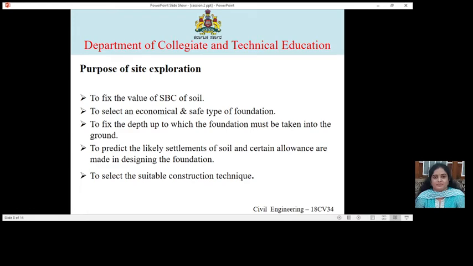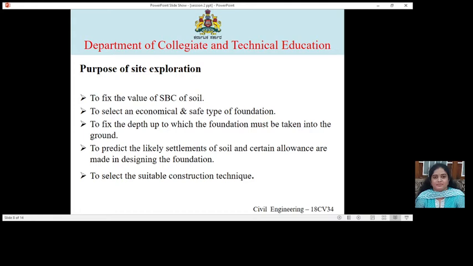Next, see what the purpose of this site exploration is. Why is it done? To fix the SBC of the soil. SBC means, in short, safe bearing capacity. So, to select an economical and safe type of foundation.